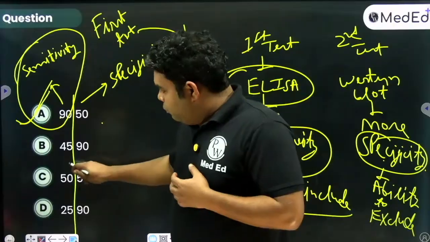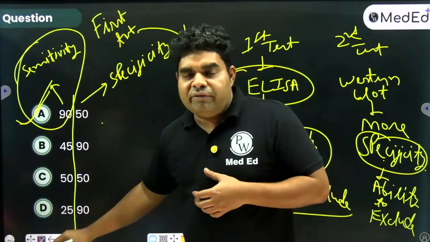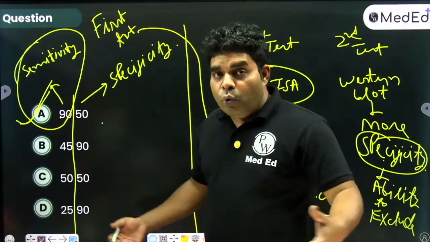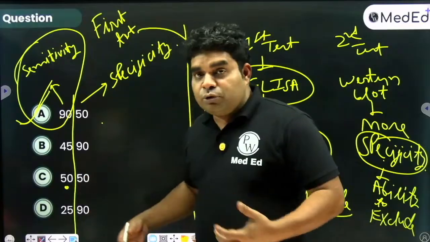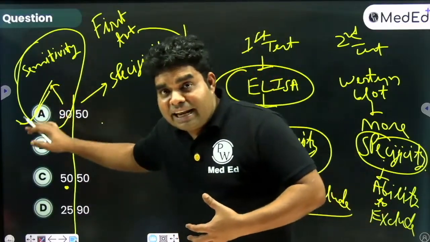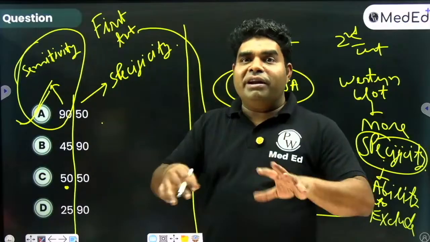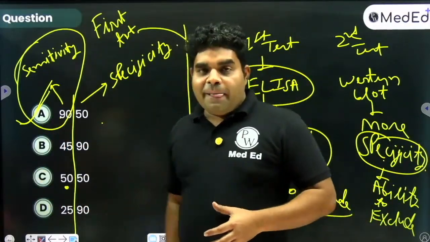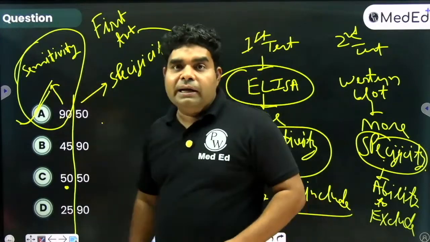अगर हमने 45, 50 या 25 रखा, यानी 45, 50 और 25 means out of 100 people who have disease, only 45 are included. Out of 100 people who have disease, only 50 are included. If this less people are included, then this test will not be able to include even 50% people who have disease. So this will be a useless test. So the test should have high sensitivity.